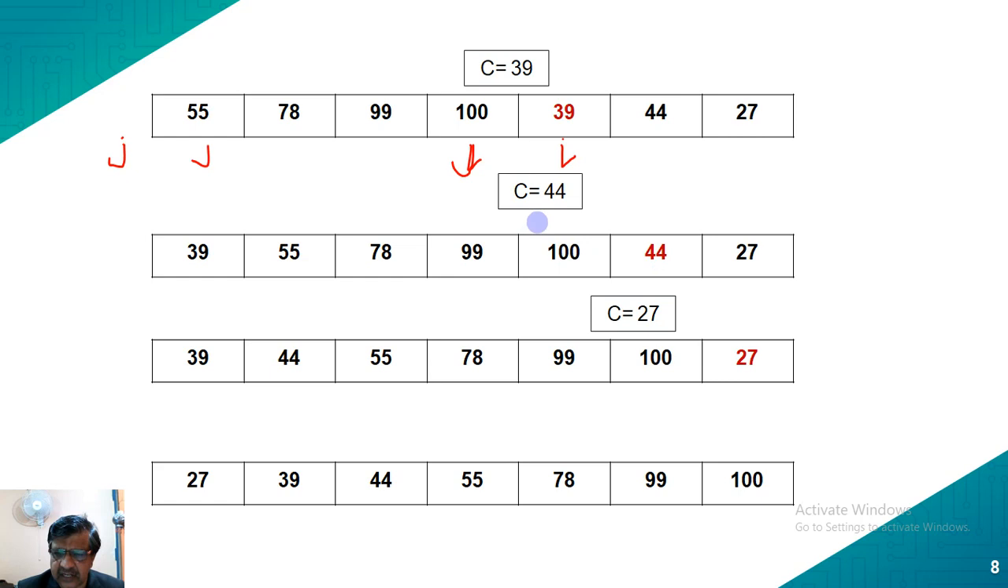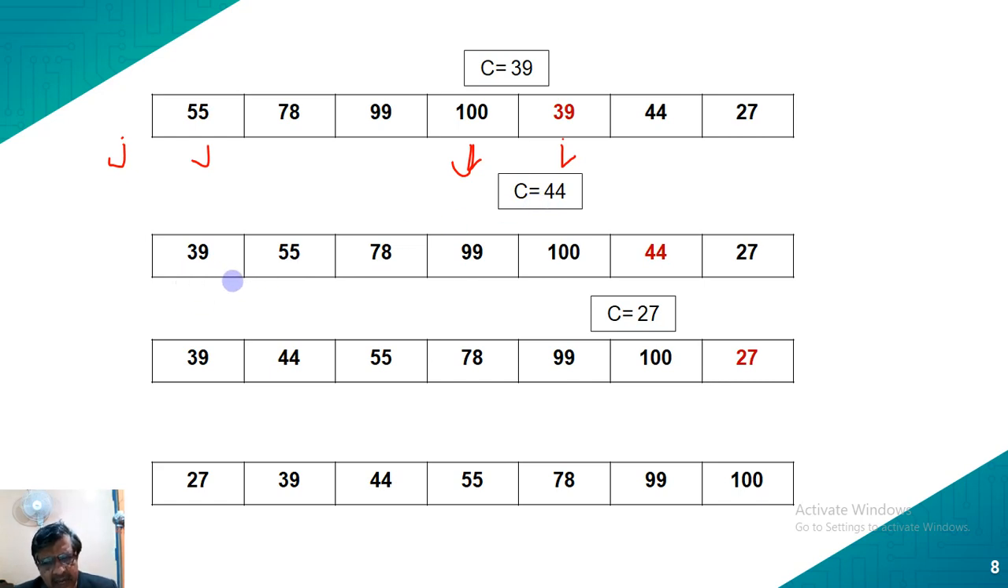It is stored in this container. It will come back, this is compared and this is moved to this position. This is compared and this is moved to this position. 78 will be moved to this position. 55 will be moved to this position. 39 will never be moved and 55 will go over here and this place will be occupied by whatever C contains, by the time j will have gone over there.